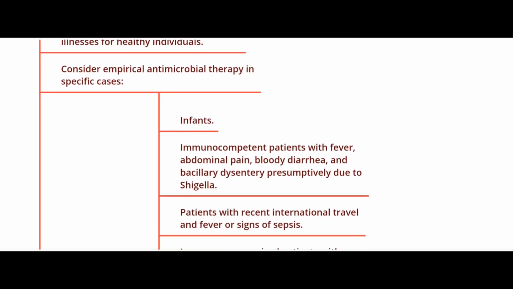In infants, especially if less than 1 year old. In immunocompetent patients with fever, abdominal pain, bloody diarrhea, and bacillary dysentery, presumptively due to Shigella. If the patient has had recent international travel with fever and signs of sepsis, because this patient is now exposed to new bacteria that he is not used to, so his immunity might need the antibiotic boost.